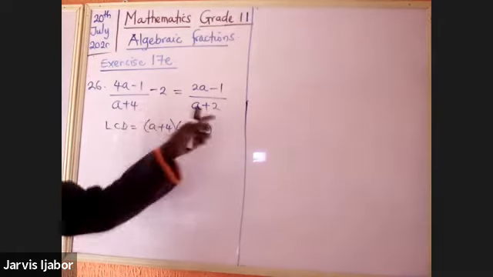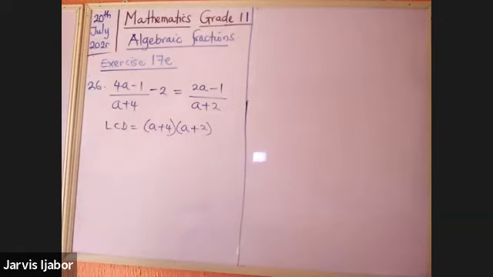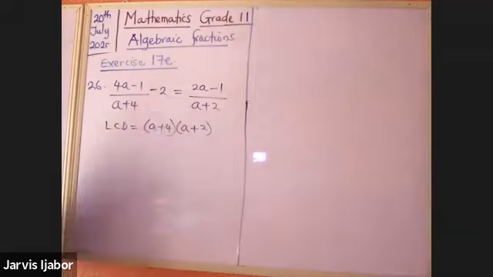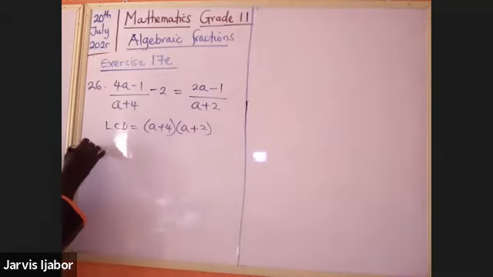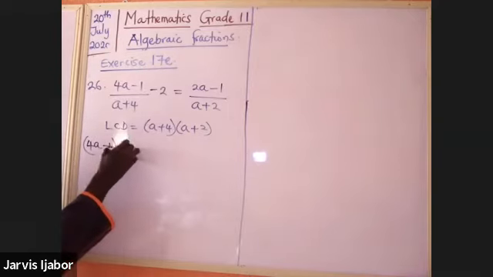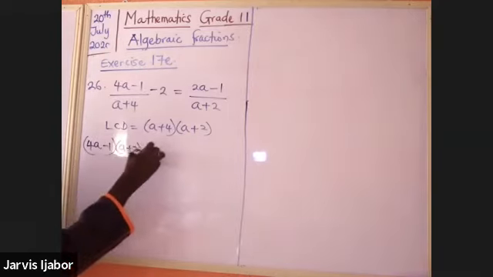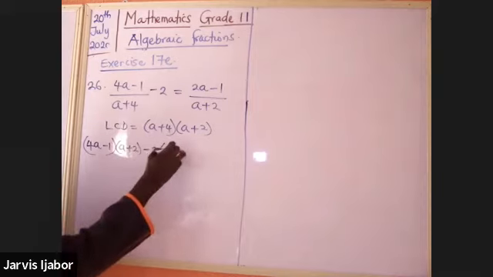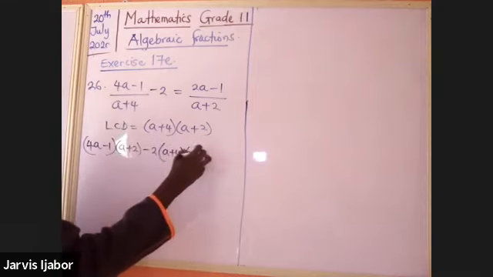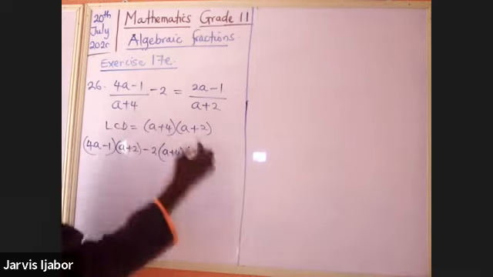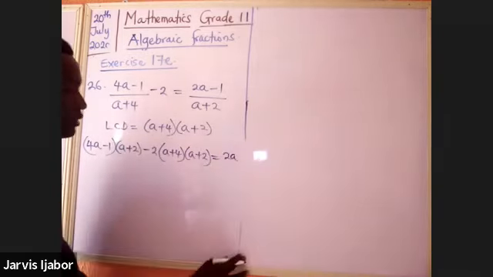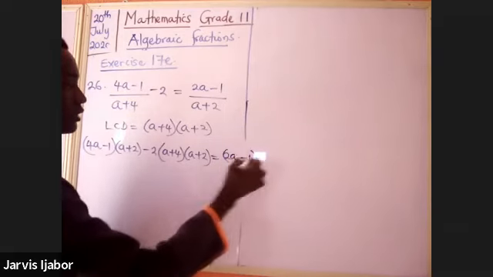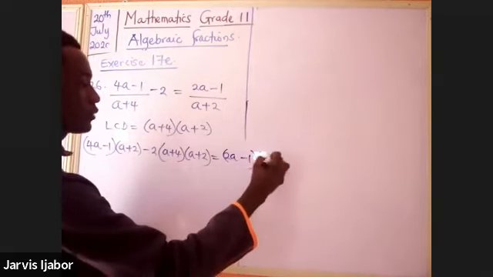You look at the denominator. If you take the LCM of denominators, you discover that these are factors. So from there, you use this to divide this, and you'll be left with 4A minus 1 into what? A plus 2, minus 2 into what? A plus 4 into A plus 2, equal to 2A minus 1 into A plus 4.